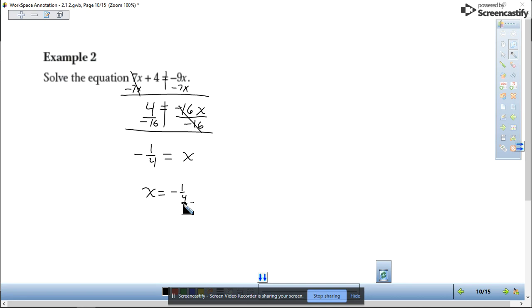And then what do I need to do after that? I simply need to check my answers. So 7 times negative 1/4 plus 4 should equal negative 9 times negative 1/4. All right? So 7 times negative 1/4 is negative 1.75. Okay, and I'm using the calculator to do this. That's why I switched to a decimal.